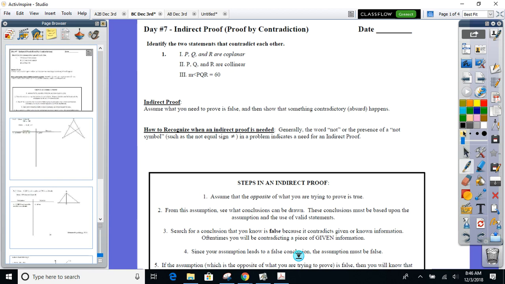So I have P, Q, R are coplanar; P, Q, R are collinear. Going back to our first days of school, P, Q, and R collinear means they're all on the same line. And the measure of angle PQR is 60. If you want to discuss it in your group, I'll give you about a minute. Two of those cannot happen at the same time. It is geometrically impossible for them to happen at the same time.